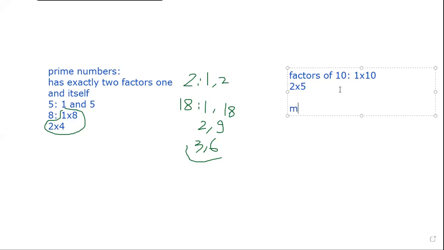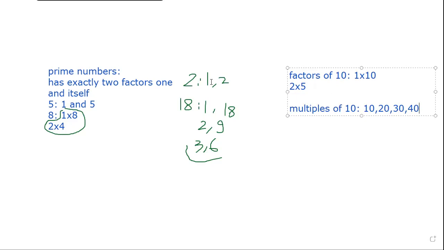And multiples of 10 are the products of multiplying 10 by any number, like 1 times 10, 10. 2 times 10, 20. Then 3 times 10, 30, and so on. You can say 40. These are the multiples.